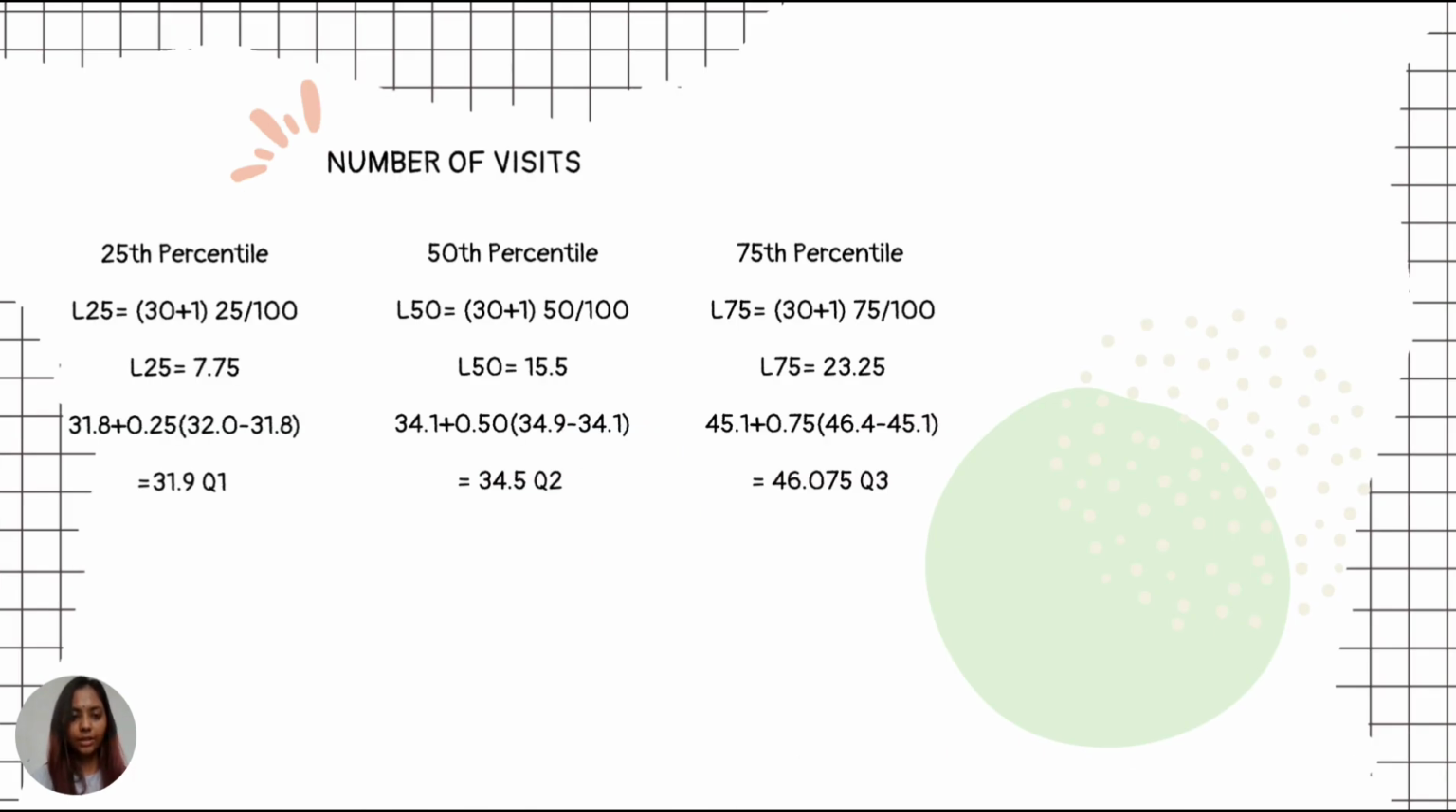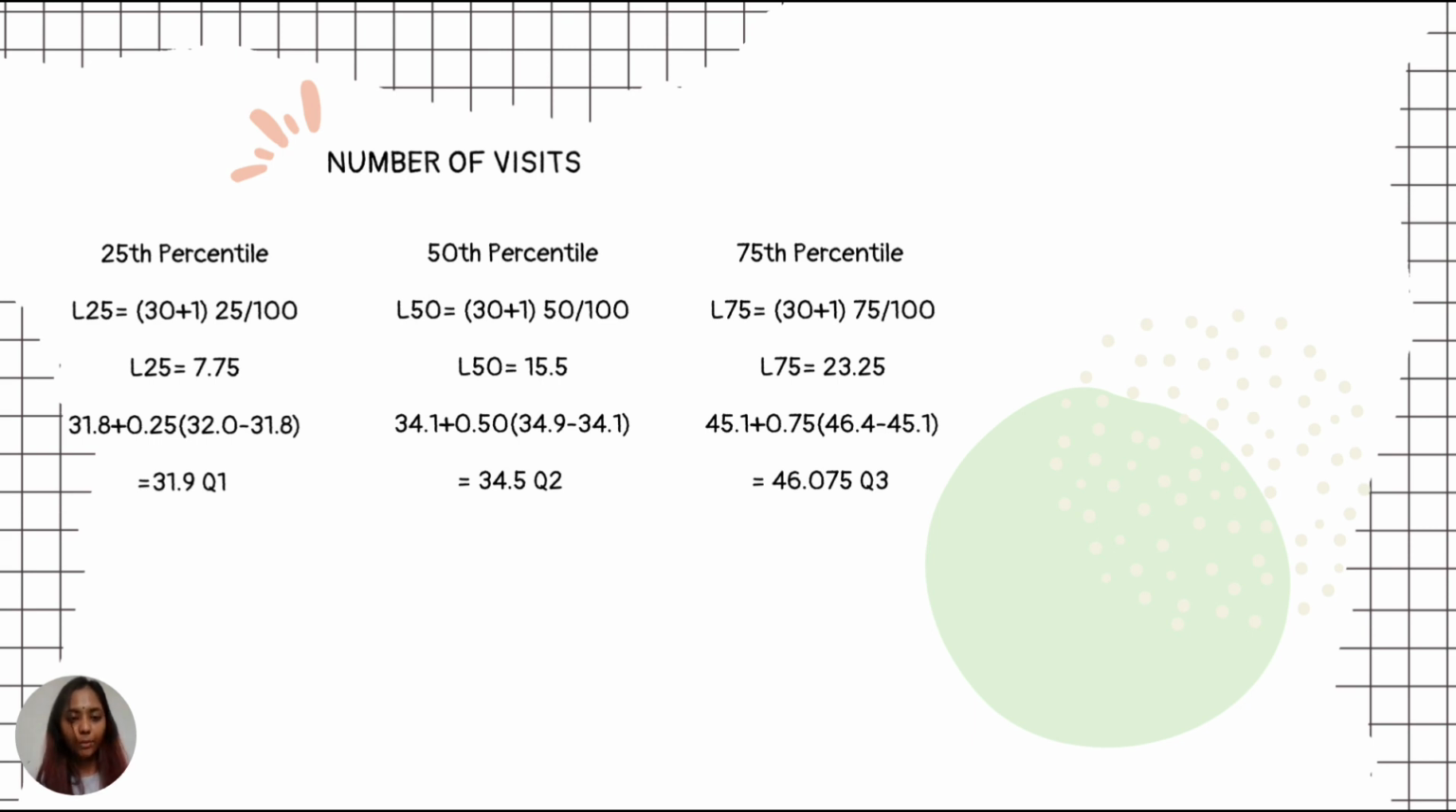For part 3, calculate percentiles and construct box plot for each metric. Firstly, to calculate the percentile for number of visits, for the 25th percentile, we have to add 30 and 1 and then multiply by 25 divided by 100. So for L25 we will get 7.75. Next, to find Q1 is 31.8 plus 0.25 times 32.0 minus 31.8. We will get the answer 31.9 for Q1.